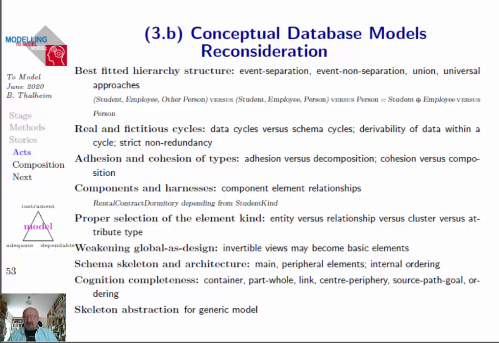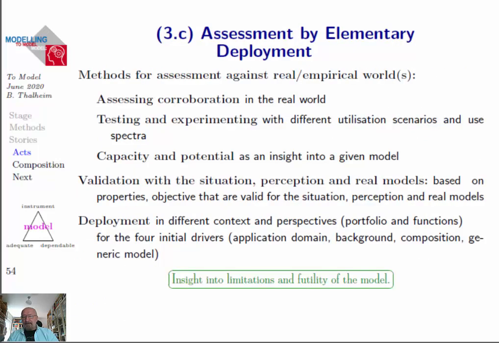We can use some kind of cognition completeness, so that all elements that we can have in our perception models are properly represented. And we can have some kind of skeleton abstraction for the generic model. In this case, we use some kind of assessment procedure by elementary deployment. We have methods for assessment against the real, let's say, not the real world, but what we observe, our empirical world.